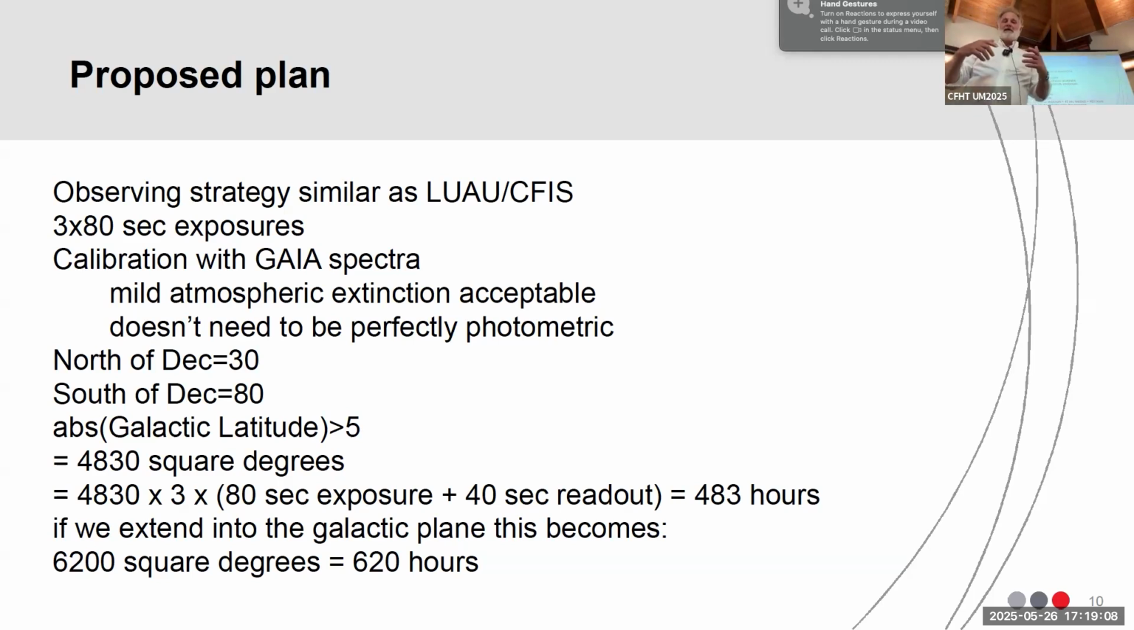If you do the math, the spherical geometry, the area above galactic latitude of 5, you get 4,800 square degrees. And that works out neatly with 80 seconds plus overheads, 3 times 3.2; you just divide that by 10 to figure out the number of hours. And if you extend down to the galactic plane, that becomes 6,200 square degrees.